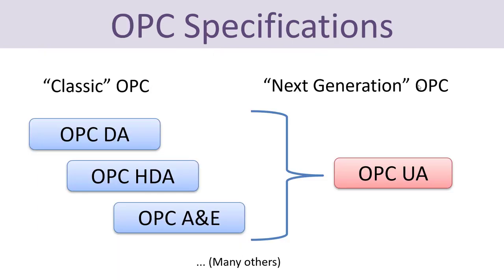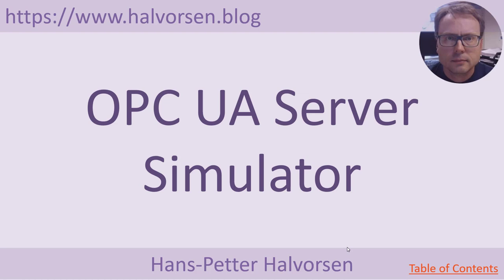And also another benefit with OPC UA: for classic OPC, we have different protocols like OPC DA, OPC historical data, and OPC alarm and events, etc. For OPC UA, all these three standards are put into one standard, namely OPC UA. So with OPC UA, you can retrieve real-time data. You can also retrieve historical data. So in order to test the OPC UA clients we are going to create in this tutorial, we will use the OPC UA Server Simulator.